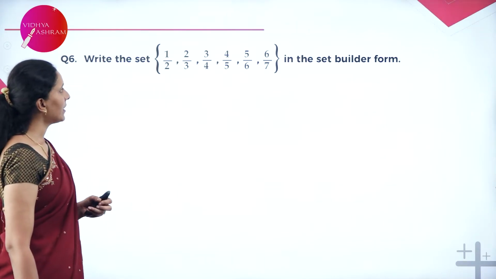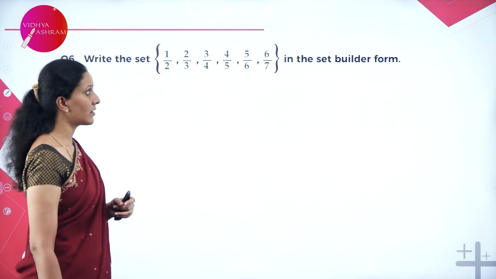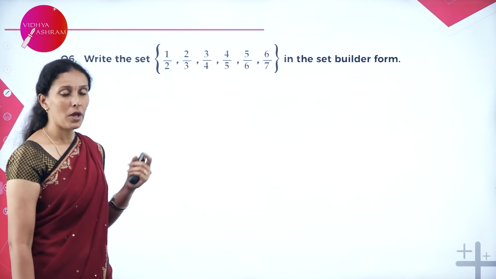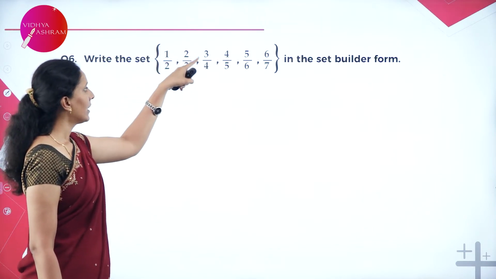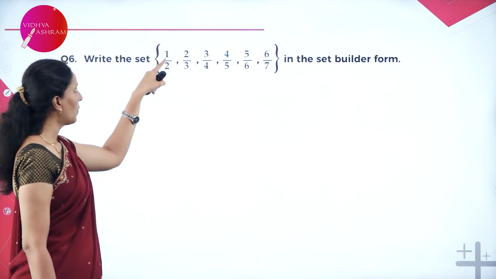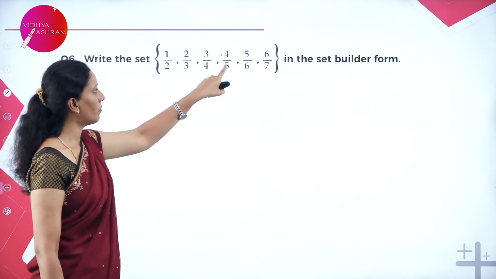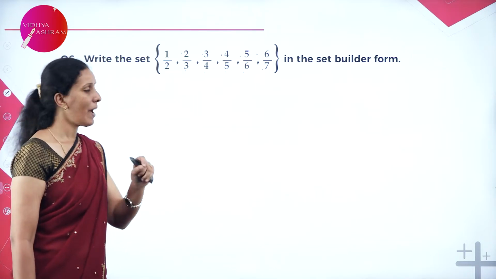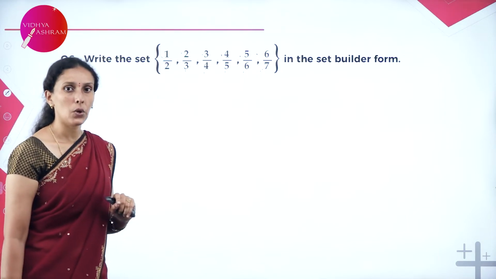Next. Write the set 1 by 2, 2 by 3, 3 by 4, 4 by 5, 5 by 6, 6 by 7 in set builder form. They have given the elements in roster form. We need to write it in the set builder form. You can clearly see the denominator exceeds the numerator by 1. That is 1 by 1 plus 1, 2 by 2 plus 1, 3 by 3 plus 1, 4 by 4 plus 1, 5 by 5 plus 1, 6 by 6 plus 1. So the maximum value you can take is 6. The minimum value you can take is 1 here.